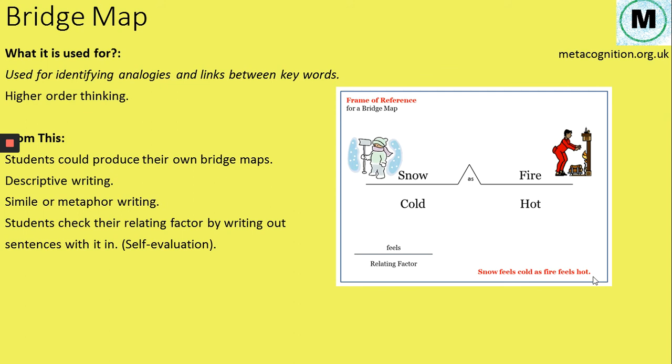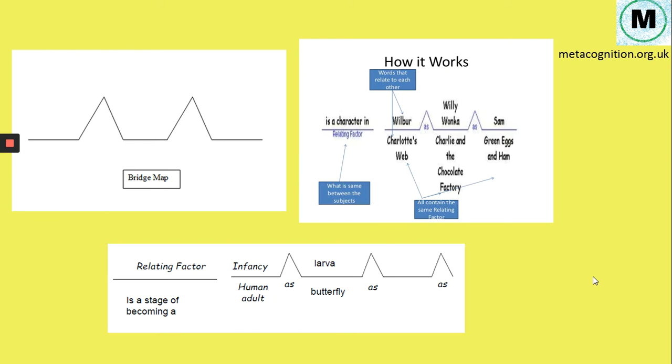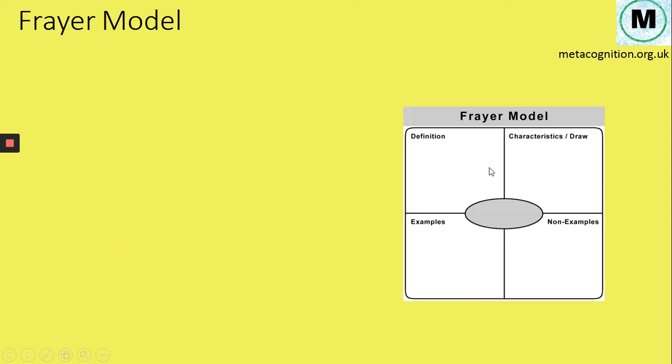So it's really good at strengthening students' ability to self-evaluate. So they can evaluate, am I correct? Yes, I'm correct because I use this strategy. I wrote it out and it makes sense. So we can see here different examples. So we've got example down at the bottom, infancy and human adult, larva butterfly, their stages of becoming. Up here we've got characters and books. So you'd have to understand that each of these were characters within these books below. That is the relating factor.